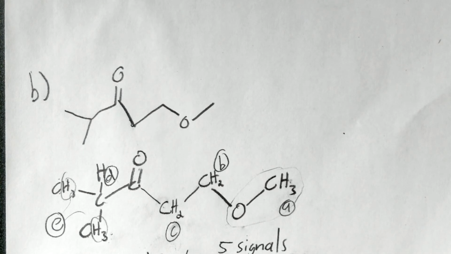And so what we see is these 3 are far away from any really electronegative thing except for the C double bond O. Whereas these CH3s, they are right next to an electronegative oxygen. So these 2 right here should be relatively far downfield.